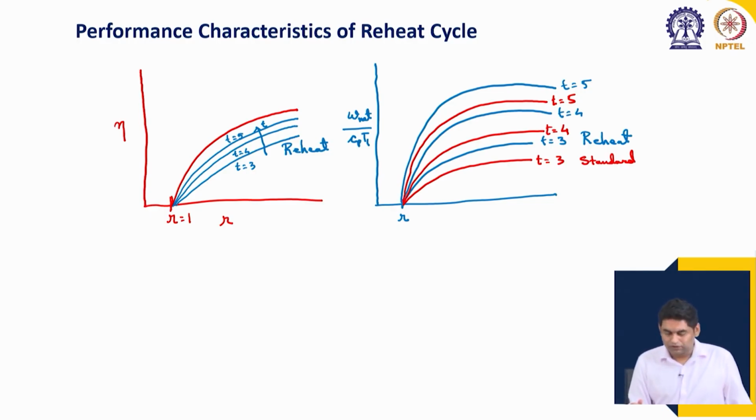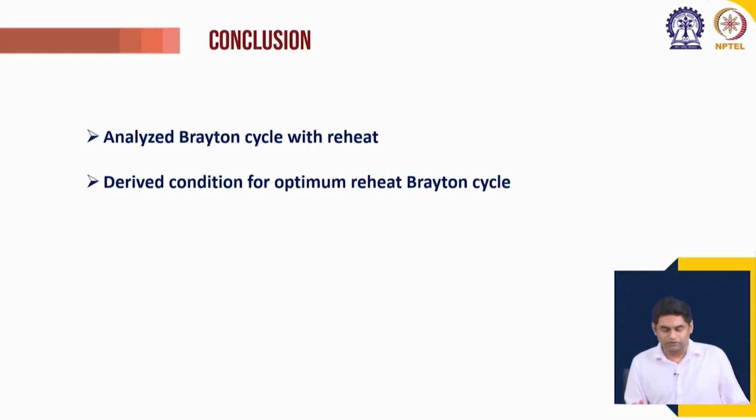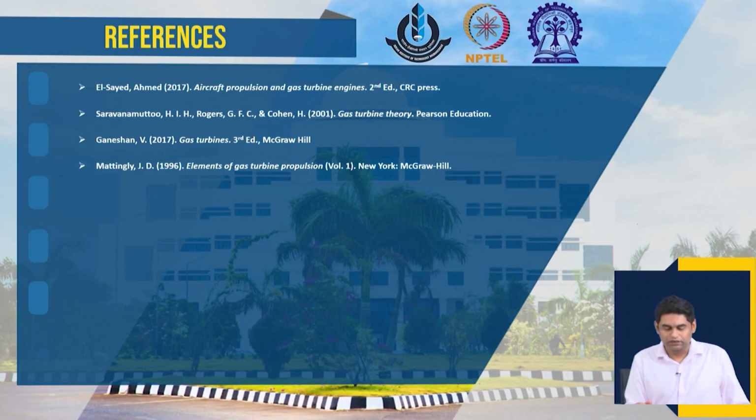Okay. So, with this we will conclude today's class. We had learned what is reheating for Brayton cycle, and we have also derived the condition for maximum or optimum reheat such that we get the maximum work output, and we have seen how the performance characteristics compare qualitatively with a standard Brayton cycle. Okay.